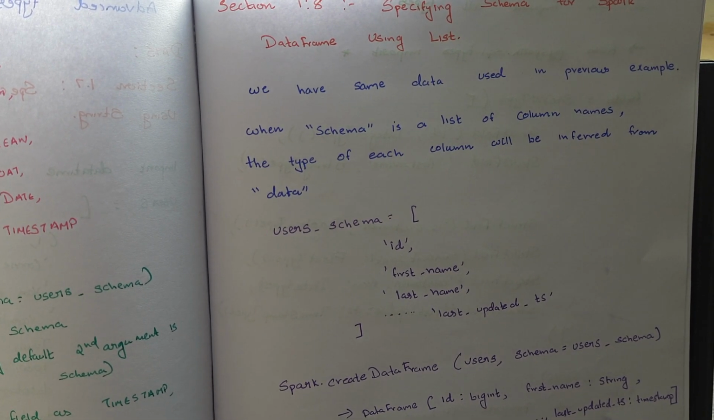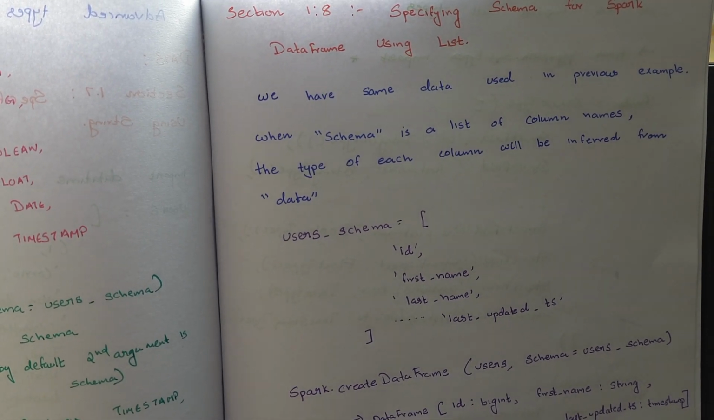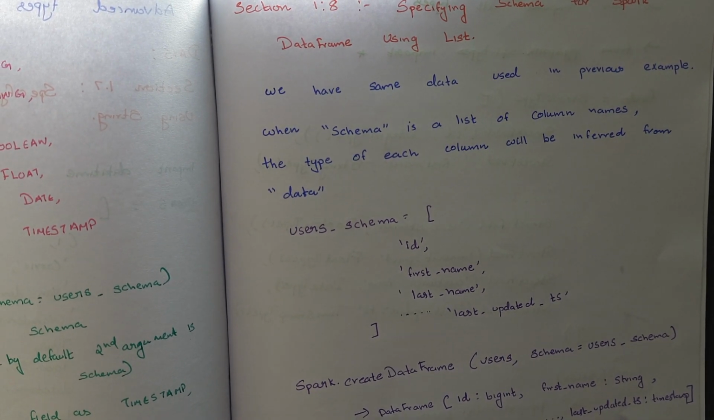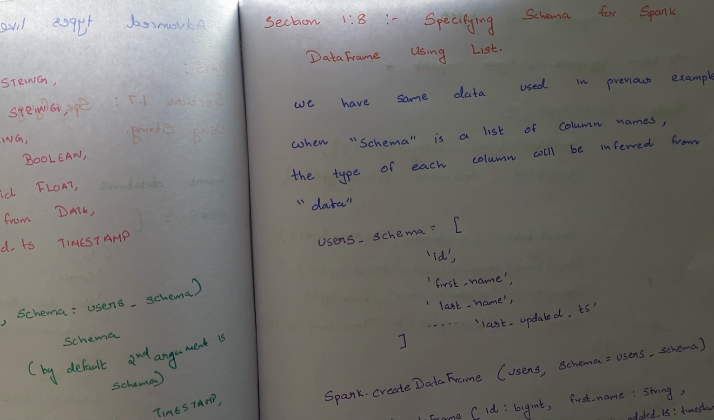Now we're going to see using a list. We have the same data used in a previous example, and the schema is a list of column names. The type of each column will be inferred from the data.